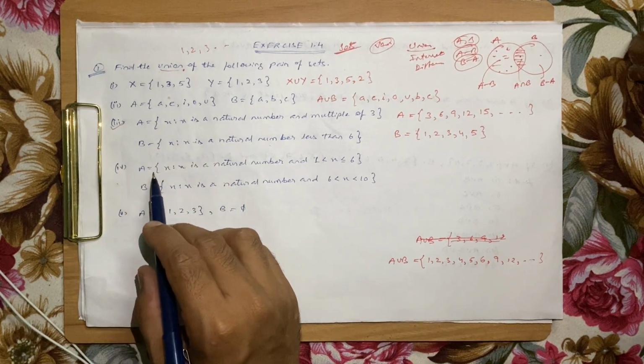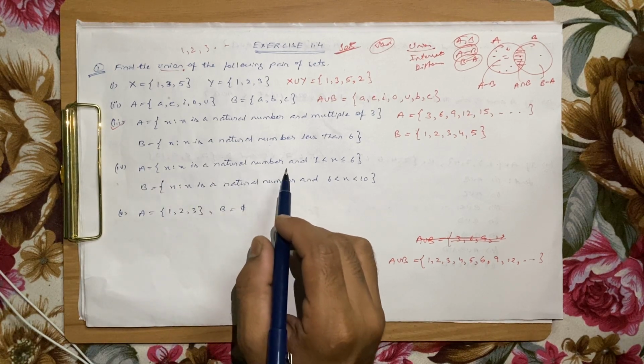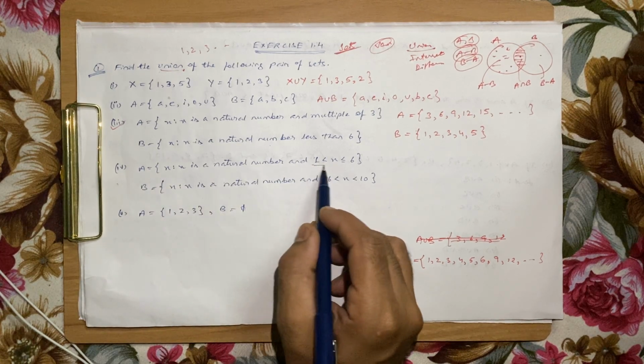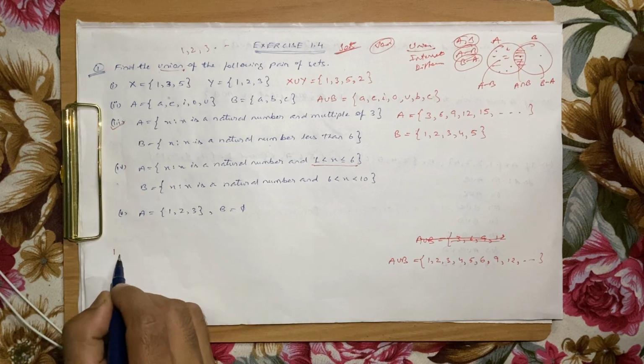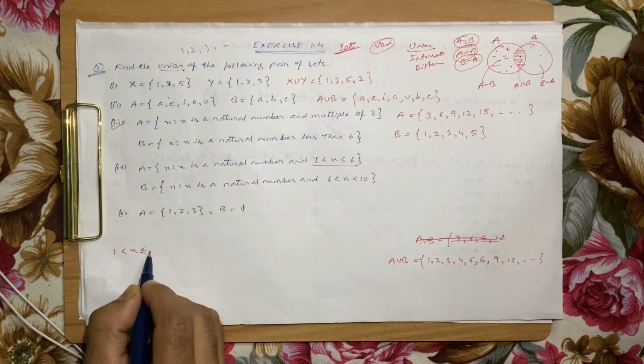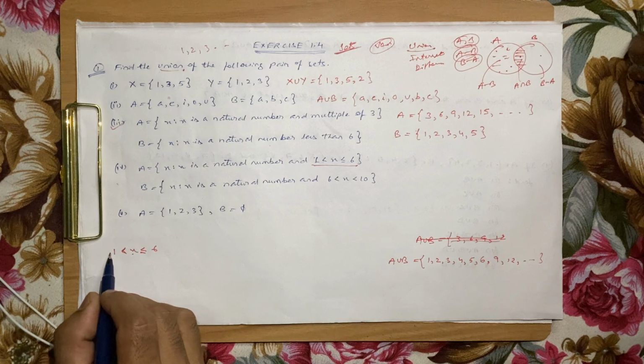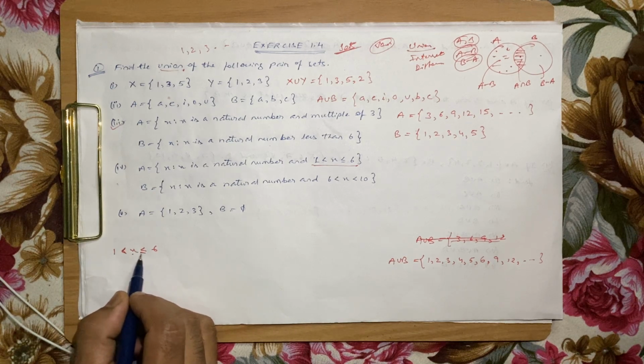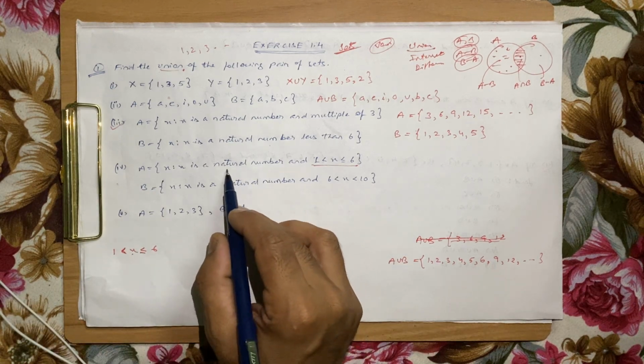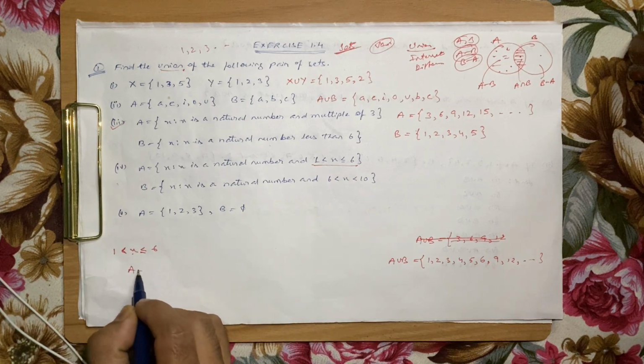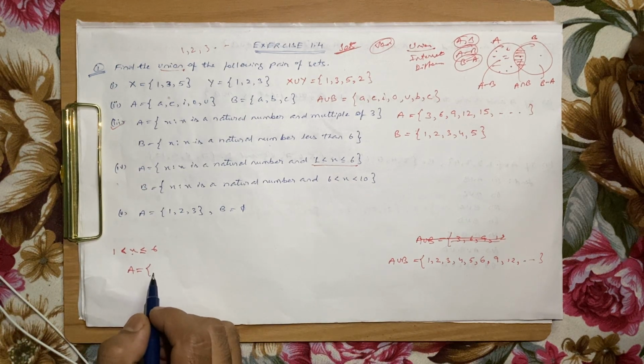Now the fourth one, A is what? A is X, such that X is a natural number, and this is the condition. So what does this mean? X is greater than 1 and X is less than or equal to 6. So X is a natural number. So what is the set A? Set A in the roster form will be what?